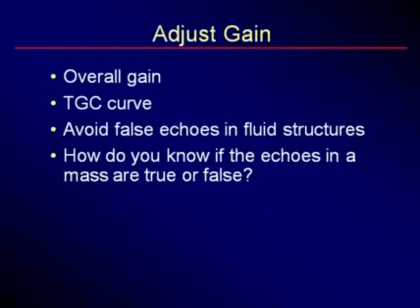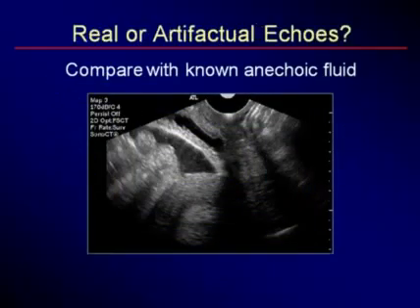Now gain: we have to adjust overall gain and of course our TGC curve. We also want to avoid false echoes within any kind of fluid structure. If we see free fluid or fluid in an area and it has some echoes, how do we know whether those echoes are true or false echoes? Here, for example, is a patient with a collapsed urinary bladder. We're scanning transvaginally, and there is some free fluid in the pelvis. There are some bowel loops, but we see some echoes. Are those real? Is this a hemoperitoneum, or is this pus in the pelvis? Or is it just our gain setting?